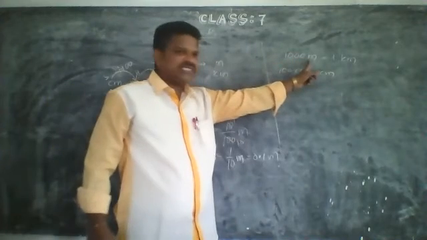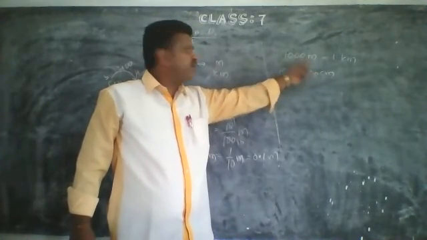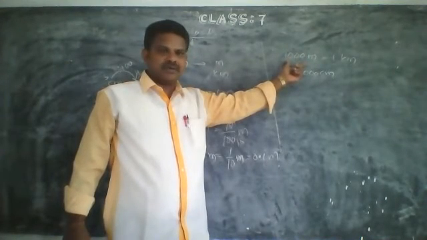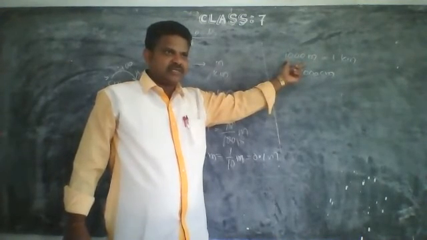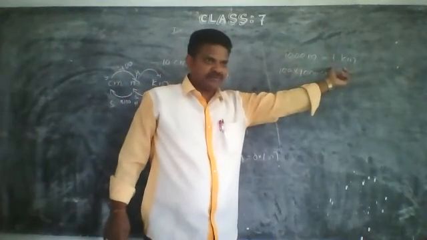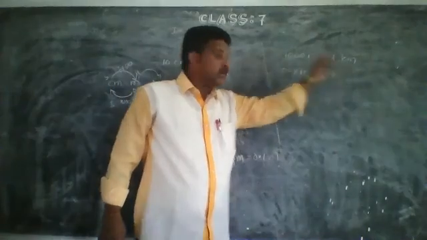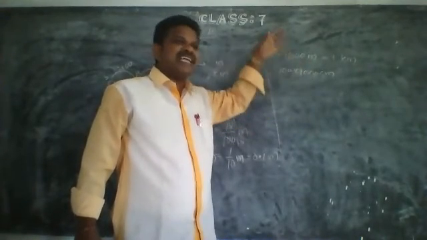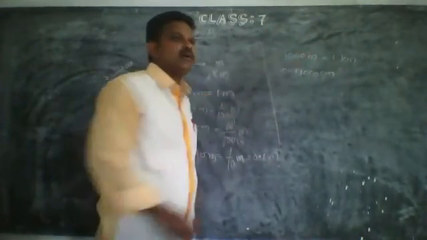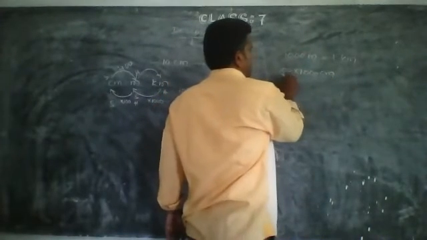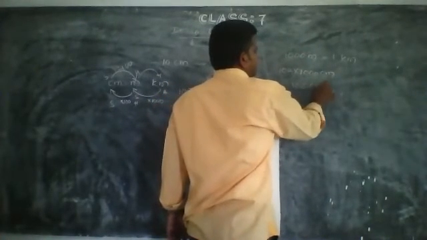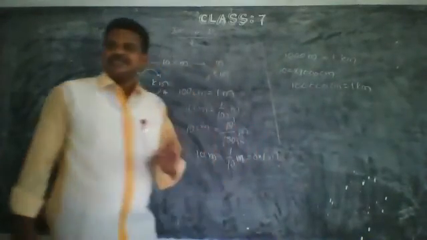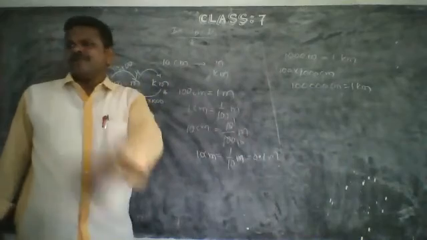1 meter has 100 centimeters, you know. But we have 1000 meters. Have you got the point? 1000 meters equals 1 kilometer. Right. But 1 meter has 100 centimeters. How many centimeters are there in 1 kilometer? 1 with 5 zeros. 1 lakh centimeters equals 1 kilometer. That's it. 1 lakh centimeters in 1 kilometer.